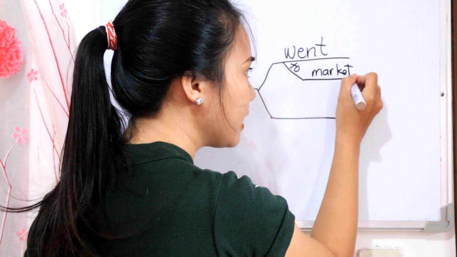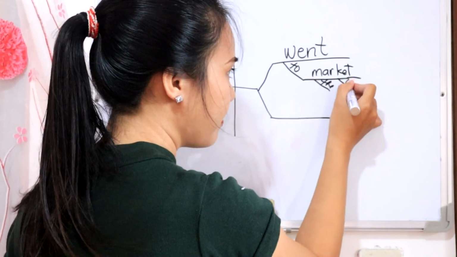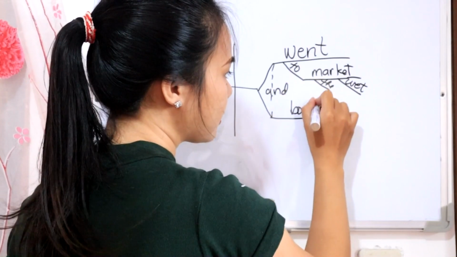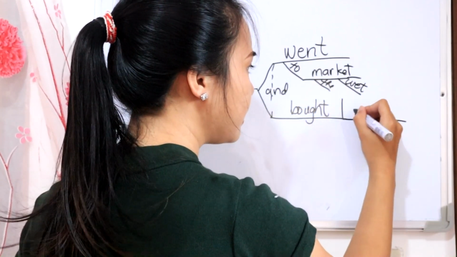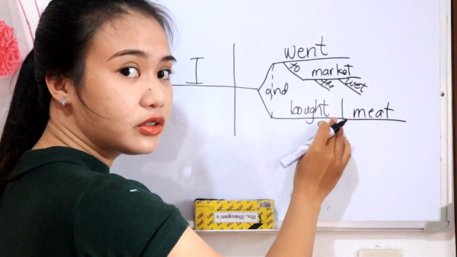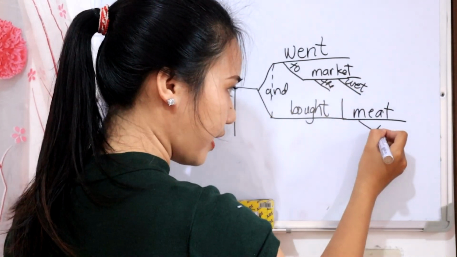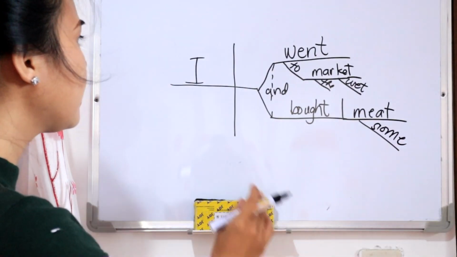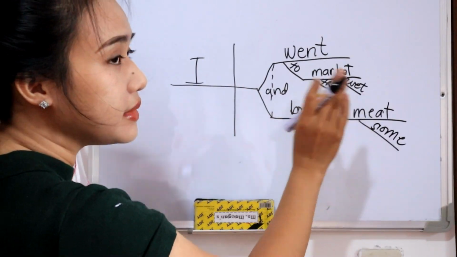How is the market described? The wet market. And bought, this is our next verb. Bought what? Meat. So meat is our direct object. So I put a straight line to divide the two. Bought some meat. So some, it is a modifier to describe meat. Let's try. I went to the wet market and bought some meat.